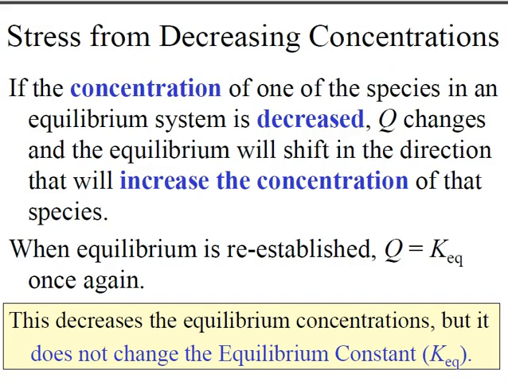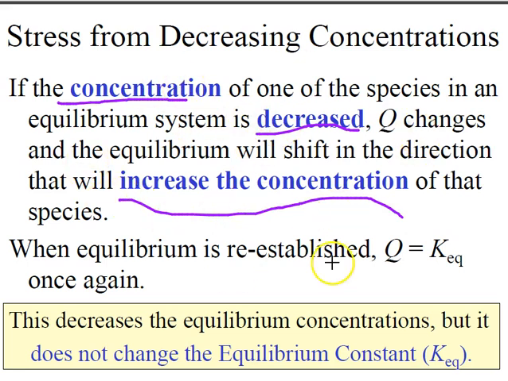All right, let's talk about the opposite. What if we decrease the concentration? So if the concentration of something is decreased, we'll shift to increase the concentration of that thing. So if something is decreased, we're going to move so we can increase its concentration to get back to K. Again, this does not change the K value. We're trying to get back to K because we messed up Q when we changed the concentrations.